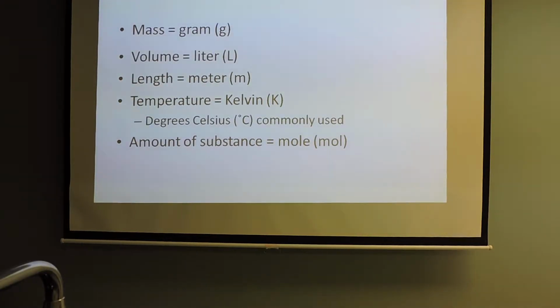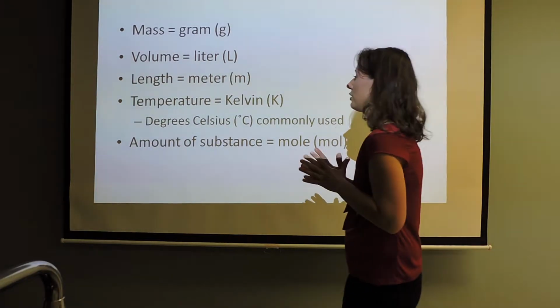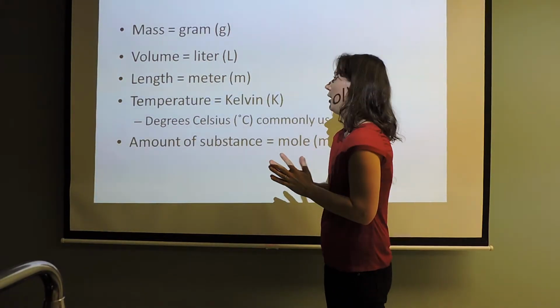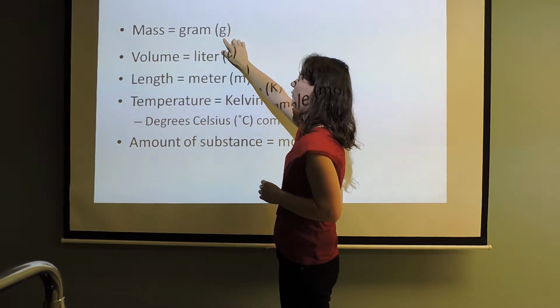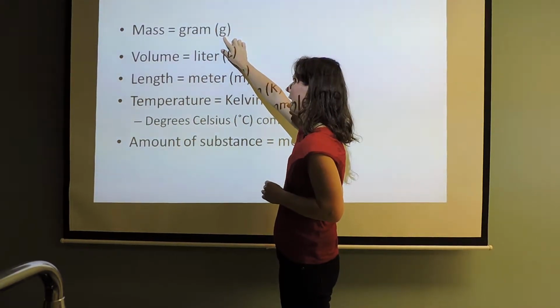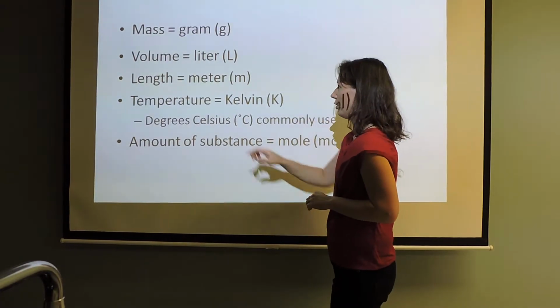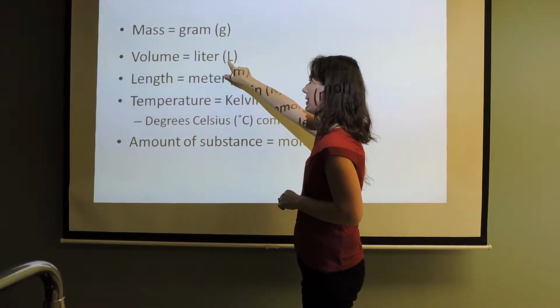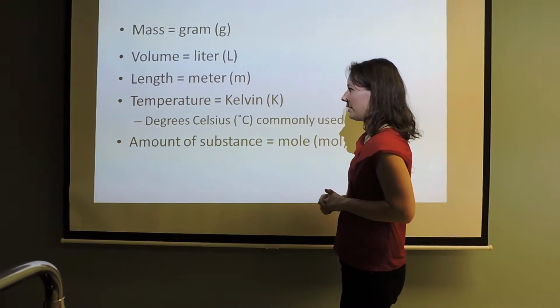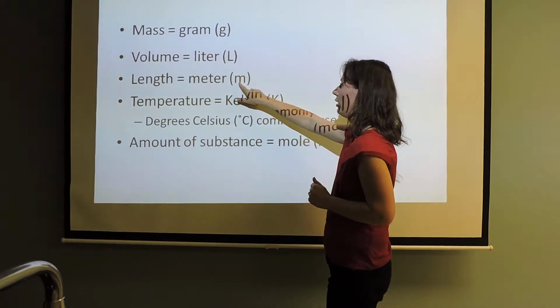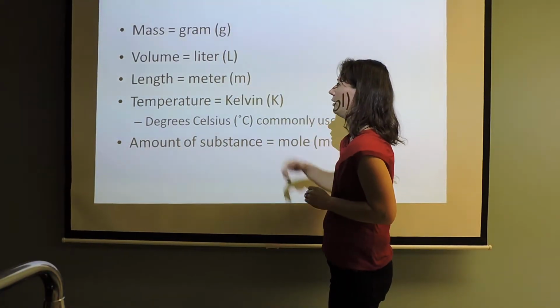So these are the base units, and you must memorize them. This is not something that you'll be able to do if you don't learn the base units. These are things you must absolutely learn. So the base unit of mass is the gram, which we indicate with a lowercase g. The unit of volume is the liter, which is represented with an uppercase L. The unit of distance or length is the meter, which is a lowercase m.